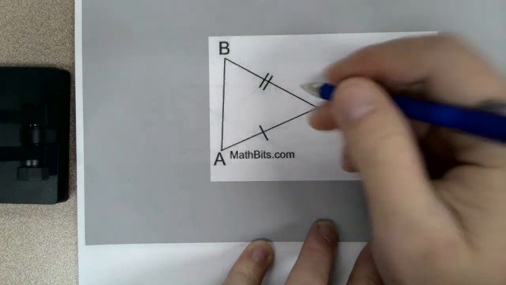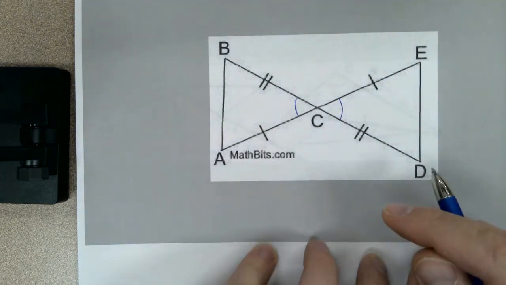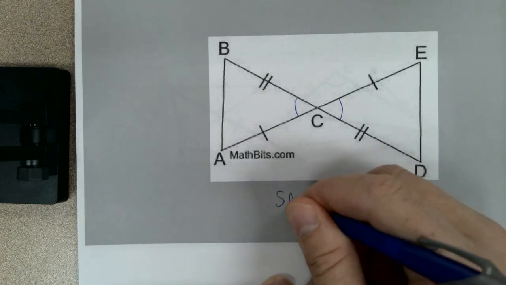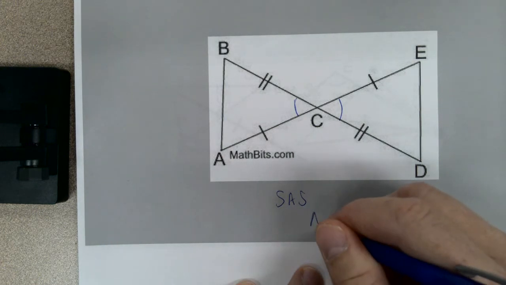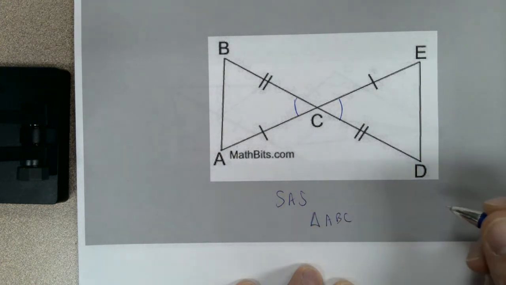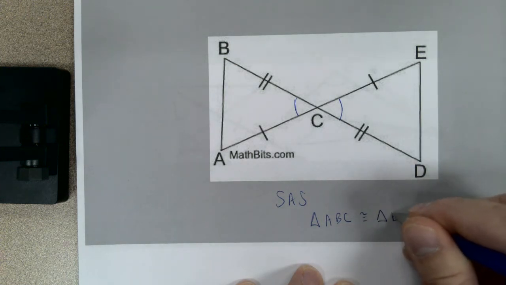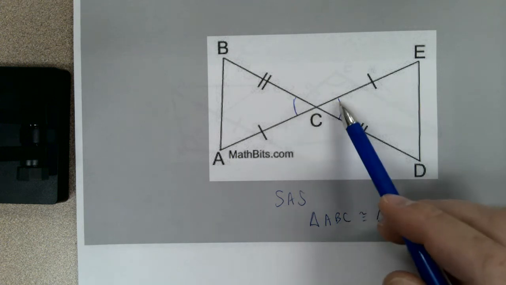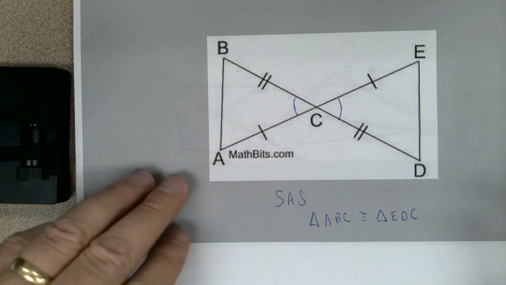However, hopefully you notice here that this angle where C is and this angle here, these are vertical angles. So therefore those would have to be the same. So this would be one that we could prove by side angle side. So we could say triangle ABC is congruent to triangle EDC, and that would be side angle side. So again, using vertical angles is something that you're going to notice on some of these that you will have to use.